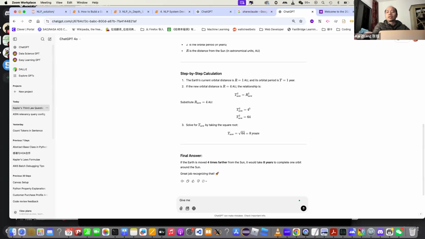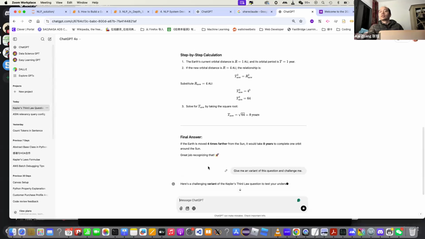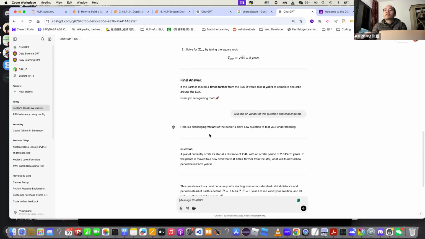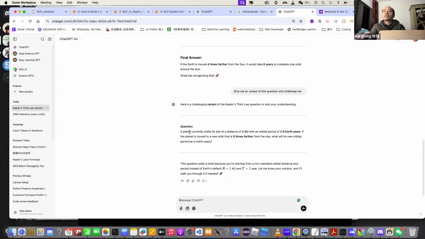Give me variants of these questions, challenging me. Okay, this is a challenging variant of the Kepler's third law question to test your understanding. A planet currently orbits its star at a distance of 2 AU with an orbital period of 2.8 Earth years. If the planet is moved to a new orbit that is 8 times further from the sun, what will be its new orbital period in Earth years?